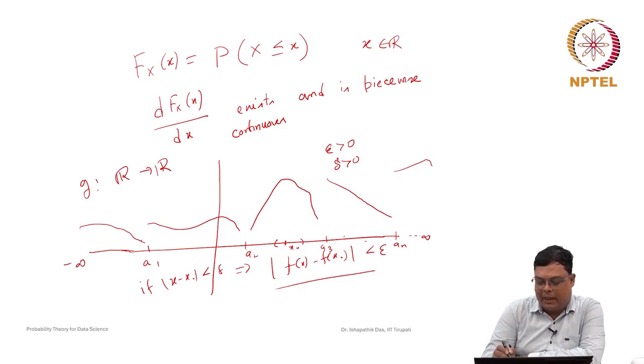So basically, what we are showing is that it may be discontinuous at a finite number of points, but if you break the whole real line into a finite number of intervals, it is continuous in each interval. This is called piecewise continuous. So whenever you find the distribution function, it is continuous, the derivative exists for all x in the real line except at finitely many points, and the derivative is also piecewise continuous.